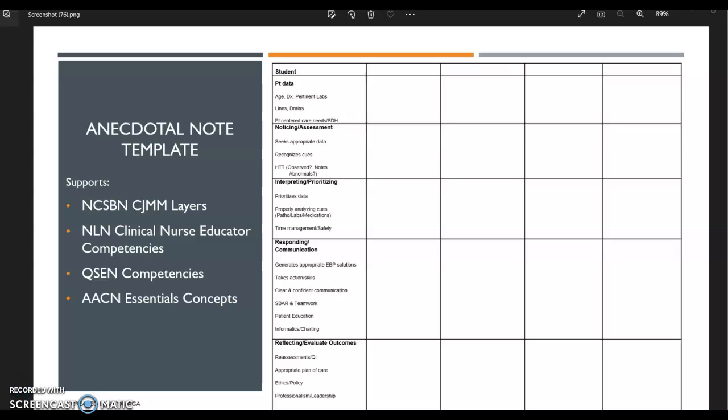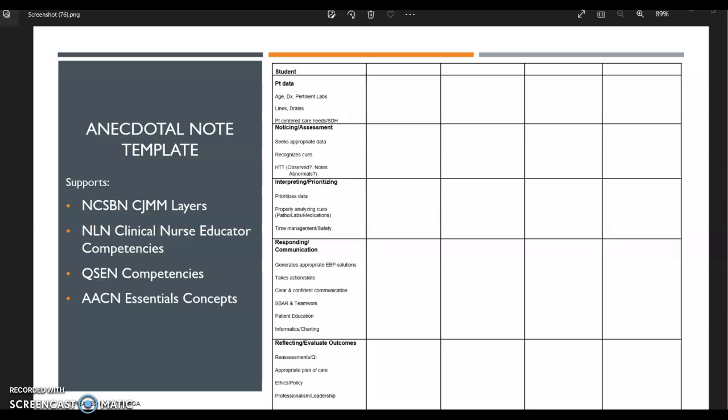Evaluating students in the clinical environment is multifaceted and may seem subjective. Research shows that clinical instructors need guidance and support in grading, and that they may often feel isolated and alone during their clinical placements. An anecdotal note template could be used to help increase inter-rater reliability and cue clinical instructors to observe pertinent behaviors throughout the day.